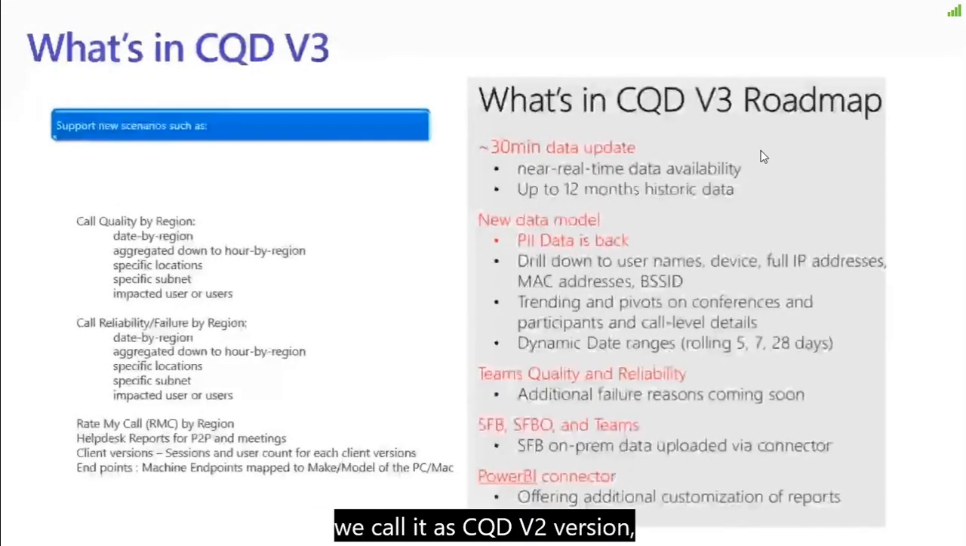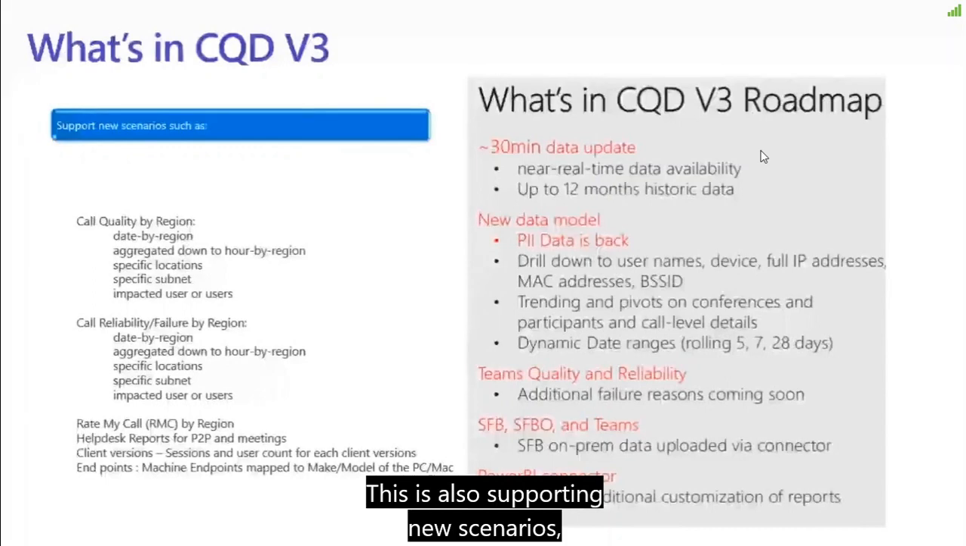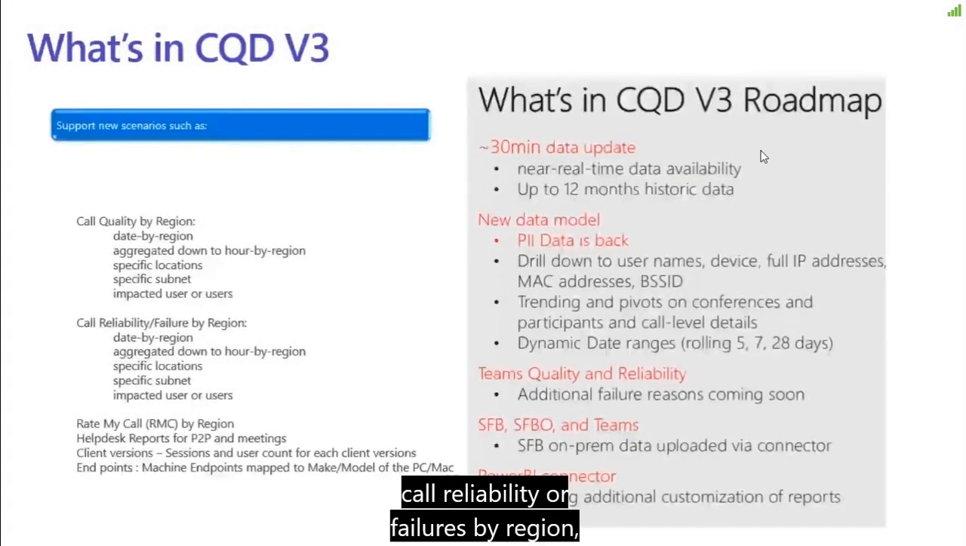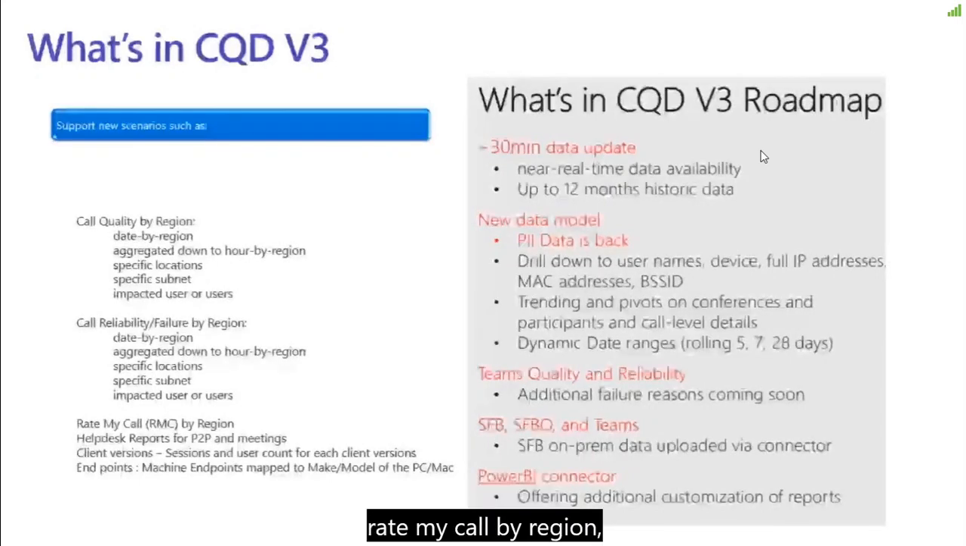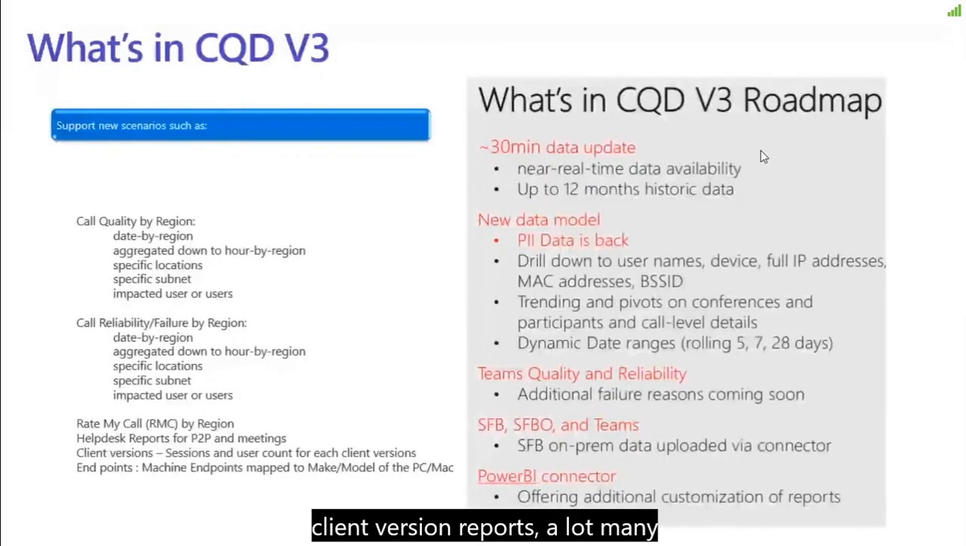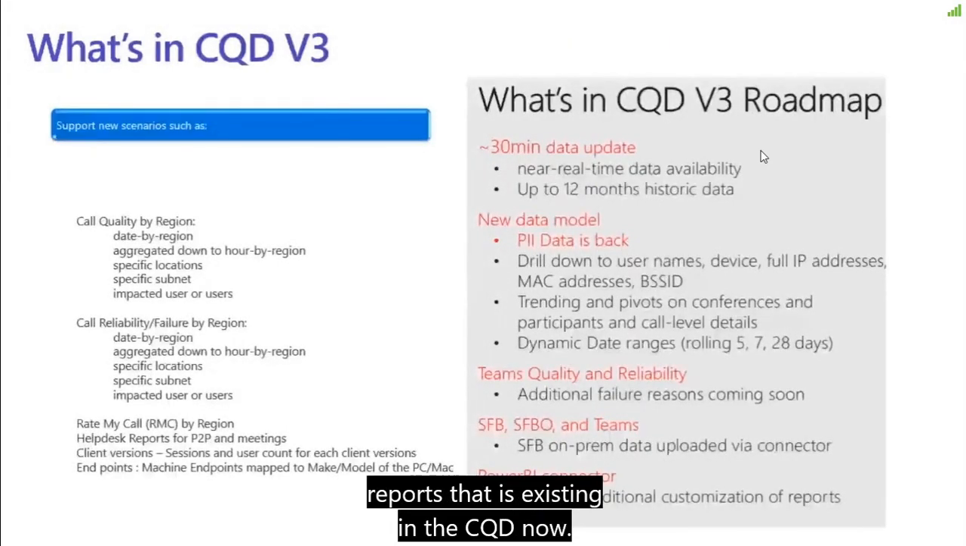We call it the CQD V2 version, and now this is the CQD V3 version. This also supports new scenarios like call quality by region, call reliability or failures by region, and Rate My Call by region. There are help desk reports, utilization reports, endpoint reports, client version reports, a lot of reports that exist in the CQD now.